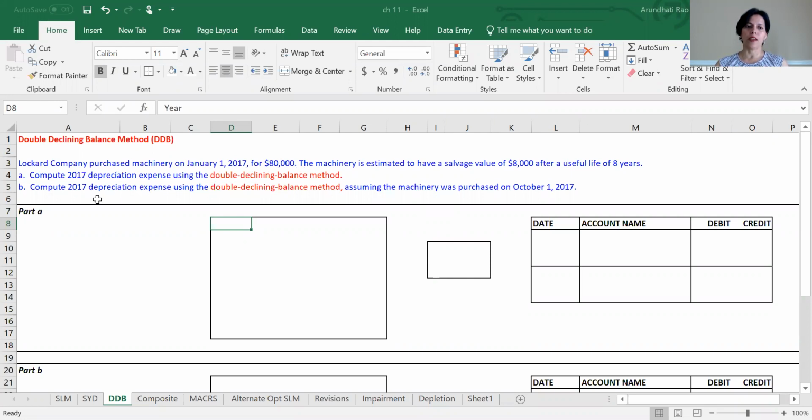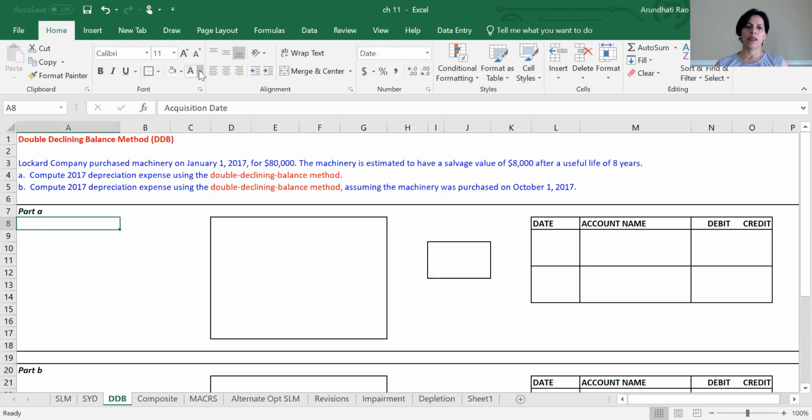And in part B, we are using the double declining balance method with one change. And the change over here is the date of acquisition. Instead of Jan 1st, we're going to say it's acquired on October 1st, 2017. So let's start out with pulling out all the pertinent information and writing that out on the side over here.